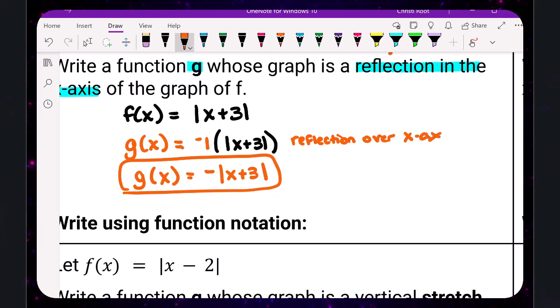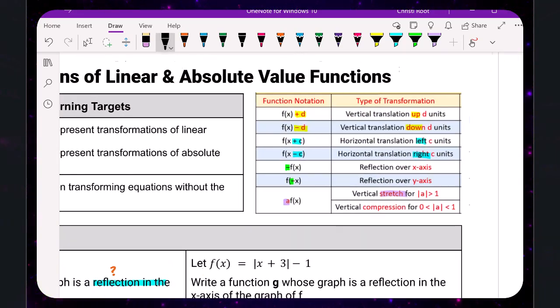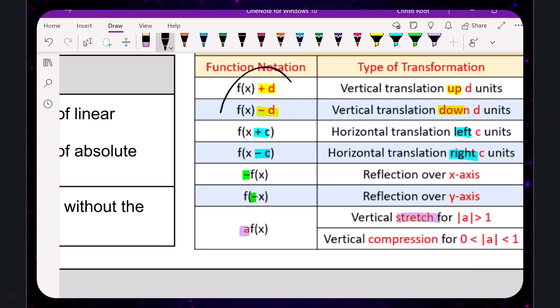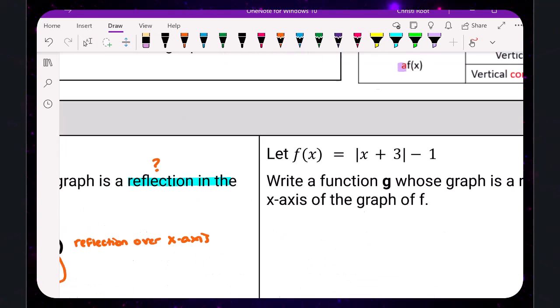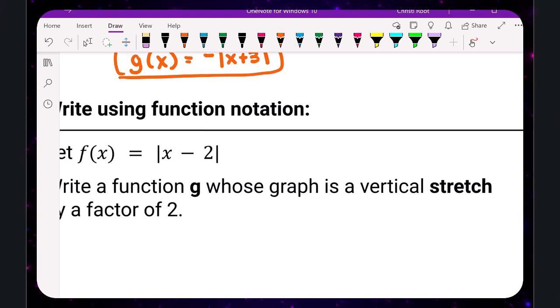over the x-axis. And what you have to do to create a reflection over the x-axis is multiply the function. That function was the absolute value of x plus 3. You have to take all of that function and multiply it times -1. So if you look under here, this is new. We didn't do this yesterday. It says write a function, or write using function notation. So function notation is this right here, all of this column. And we're going to write down exactly what we just did.